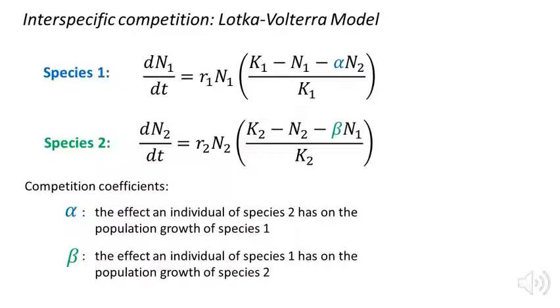So this is the expanded model developed by Lotka and Volterra. And what it essentially does is it allows us to use competition coefficients to model the effect of an individual of species 2 on the population growth of species 1, and separately the effect of an individual of species 1 on the population growth of species 2.